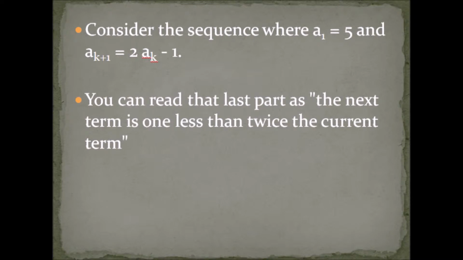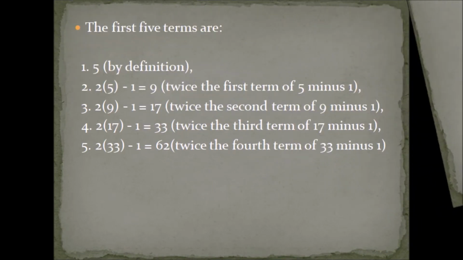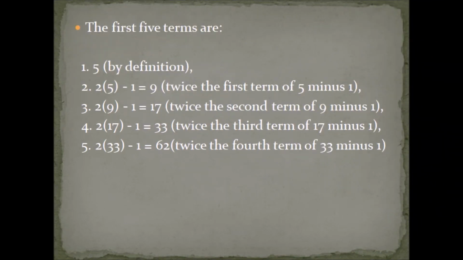Consider the sequence where e sub 1 equals 5 and e sub k plus 1 equals 2 e sub k minus 1. You can read that last part as: the next term is 1 less than twice the current term. The first 5 terms are: number 1, 5, by definition.